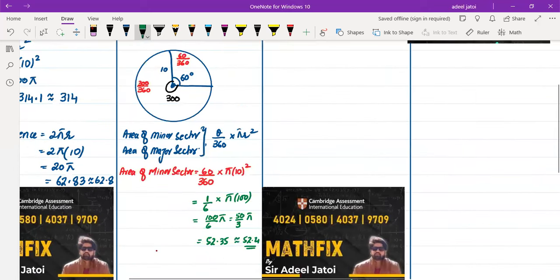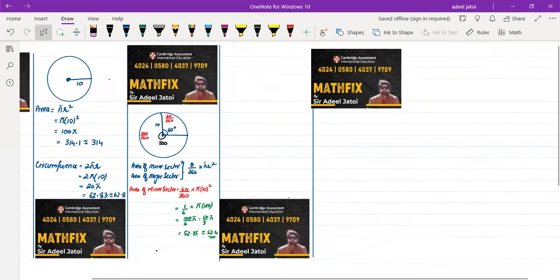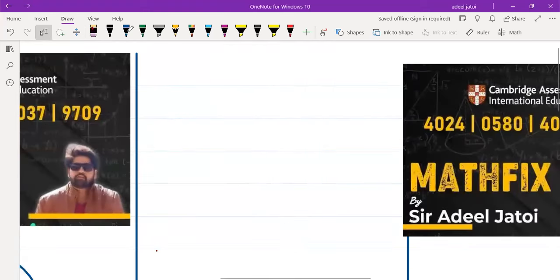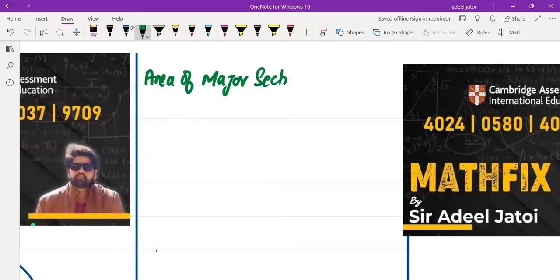Now with the same question, I need to find out the area of the major sector, because the examiner can ask me area of the minor sector, and the examiner can also ask me area of the major sector. For the major sector, the angle will be 300. So let's take the ratio now. Area of the major sector will be theta upon 360. The formula is the same for both.